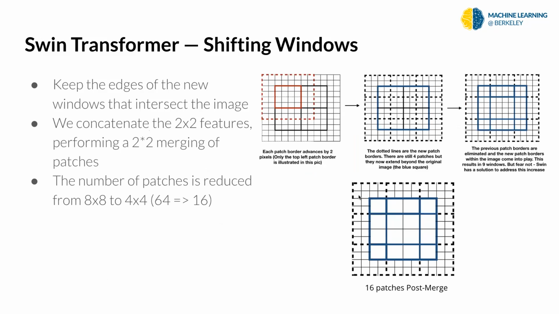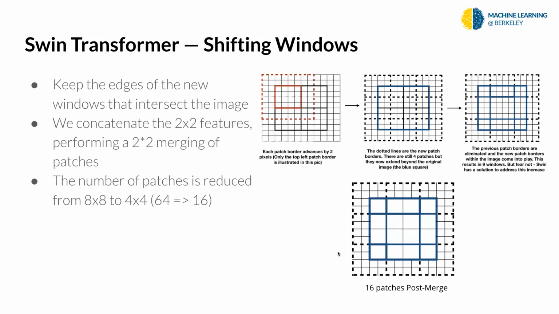We want to keep the edges of the new windows that intersect the image post-padding, and we want to concatenate the 2 by 2 features by performing a 2 by 2 merging of patches. So every 2 by 2 patch over here gets merged into one patch, where we started off with 4 patches here. This has been merged into one patch. Every 2 by 2 section has been merged into one patch. So we've essentially gone from 64 total patches, 8 by 8, to 16, which is now a 4 by 4.